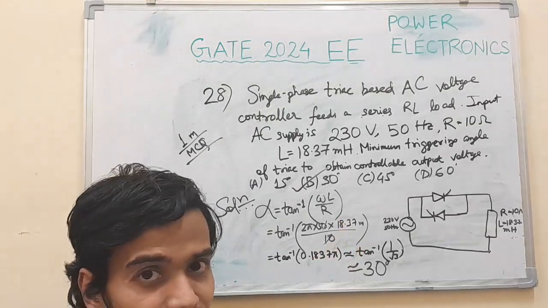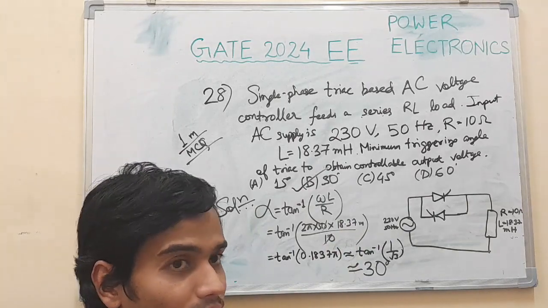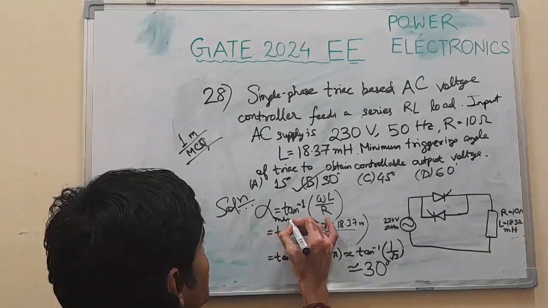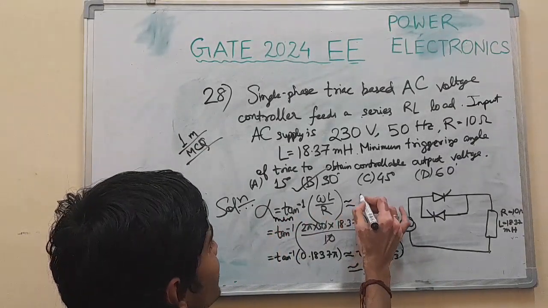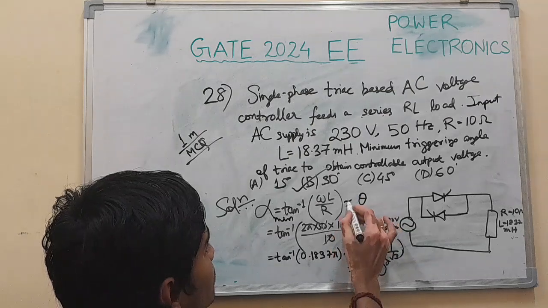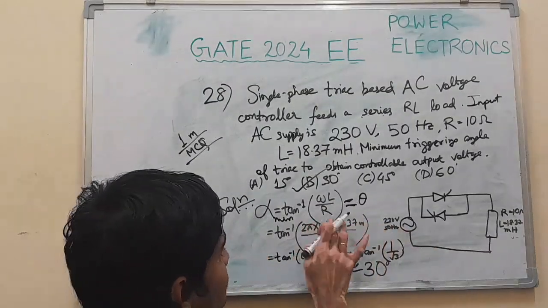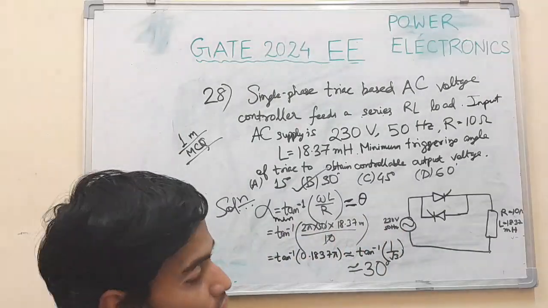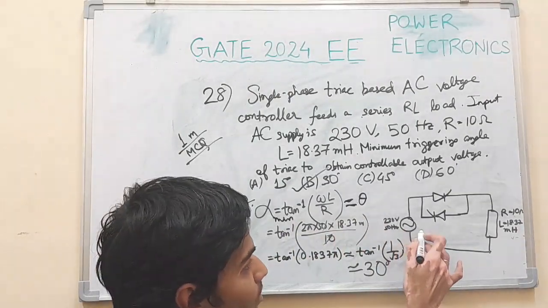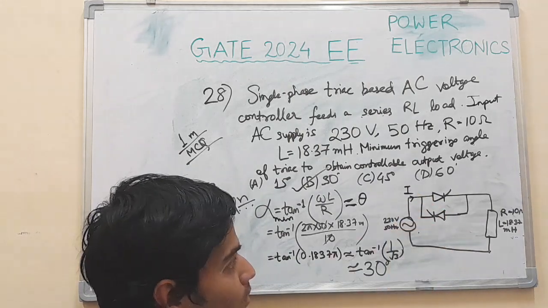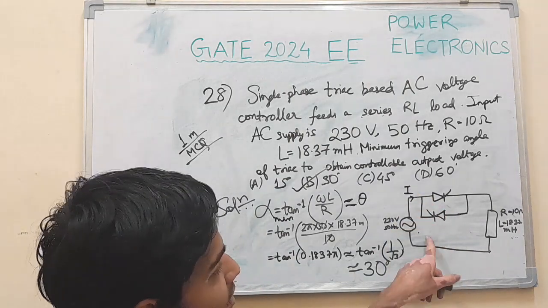What is this angle? Let us look into the theory, the concept we are discussing. What is this alpha basically? It is nothing but the impedance angle, right? Impedance angle is this one. So what is the impedance angle? It is the angle by which the current waveform lags the voltage waveform.